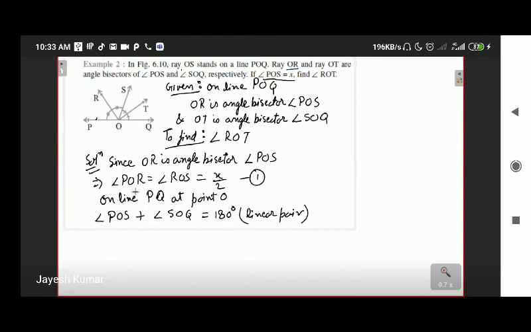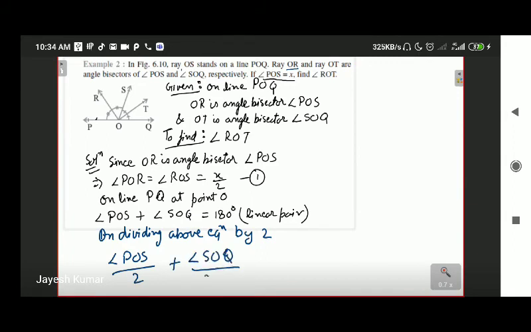Let's see what happens then. Now POS, what I'm going to do is divide this whole equation by 2. Why? Because I want to determine the value of half of POS and half of SOQ. On dividing the above equation by 2, we get angle POS upon 2 plus angle SOQ upon 2 is equal to 180 degree.